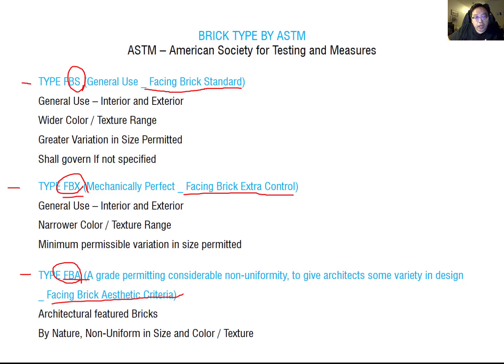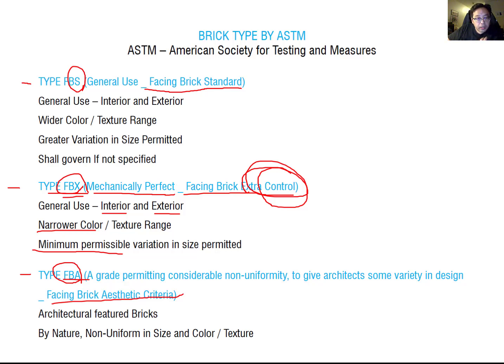But what about FBX? Facing brick extra control. You have to remember this extra control. What does it mean? It is mostly used for mechanically perfect brick, so it is usually used for mechanical purposes. You can usually use it for the interior and exterior as well. However, it has a narrower color and texture range because it is more controlled compared to FBS. It means minimum permissible variation in size is permitted. You have to be more accurate compared to FBS. From this region, in our industry FBS is more popular to use.